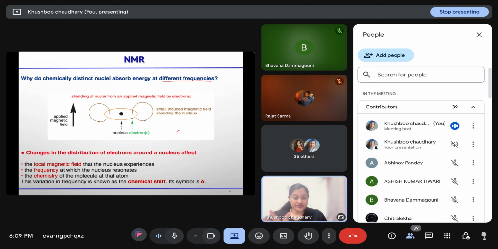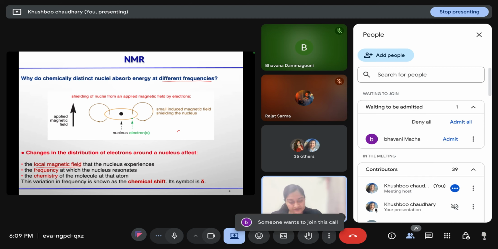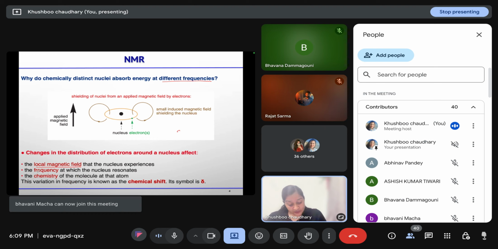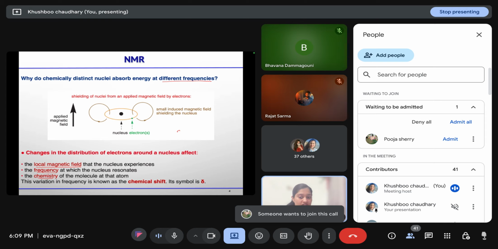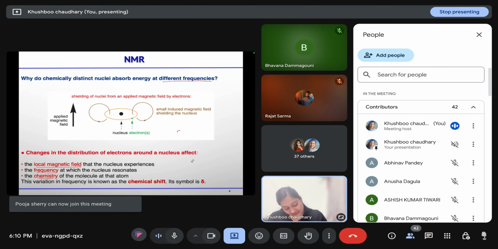So the changes in electron distribution around the nucleus affect the local magnetic field the nucleus experiences, the frequency at which the nucleus resonates, and also the chemistry of the molecule at that atom. For example, consider ethanol. Here we have one hydrogen that is attached to the oxygen. The two hydrogens are attached to the carbon that is near the oxygen, and the CH3 has hydrogens that are more shielded than the CH2.